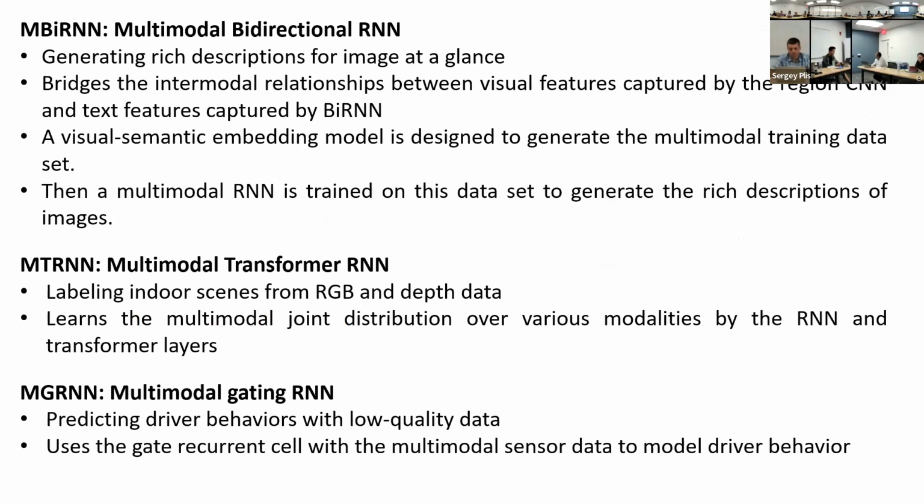They also review some other methods like MBI-RNN, the multimodal bidirectional RNN, which generates a description for an image at a glance, and also MTRNN, the multimodal transformer RNN, which labels indoor scenes from RGB and depth data and learns the multimodal joint distribution over the various modalities by the RNN and transformer layers. Then the multimodal gating RNN predicts diverse behavior with low-quality data, and uses a gated recurrent cell with the multimodal sensor data to model diverse behavior.